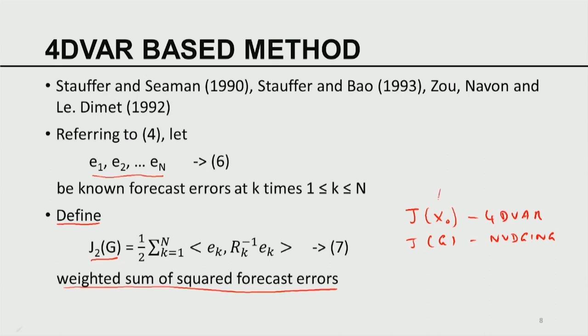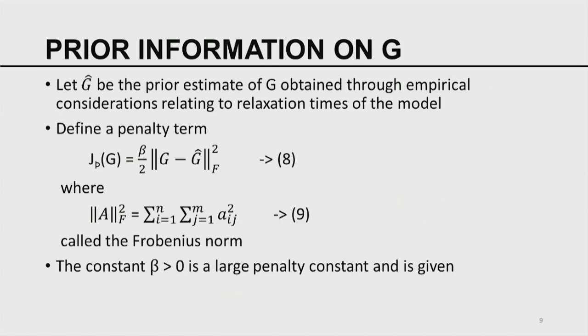So, the independent variable with respect to which the minimization was done in 4D-Var is the initial condition. The independent variable with respect to which the minimization is going to be done in the optimal design of nudging matrices is G, the elements of the matrix themselves. That is essentially the difference, but the rest of it is very similar. So, the mathematics is not too different from what 4D-Var involves.